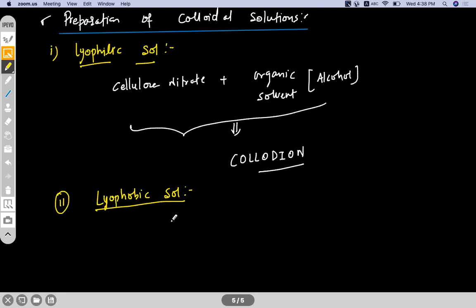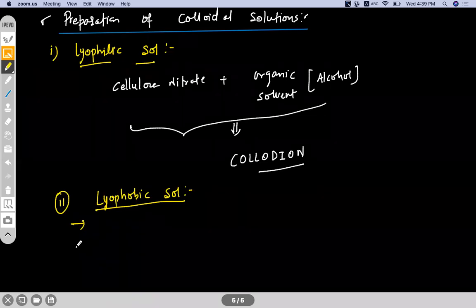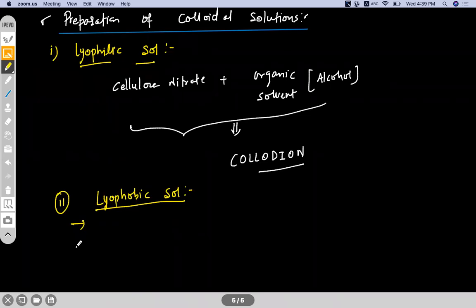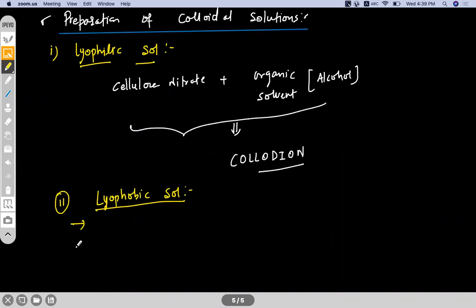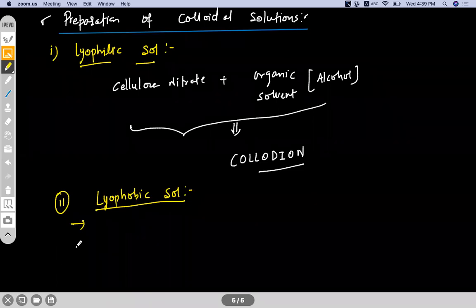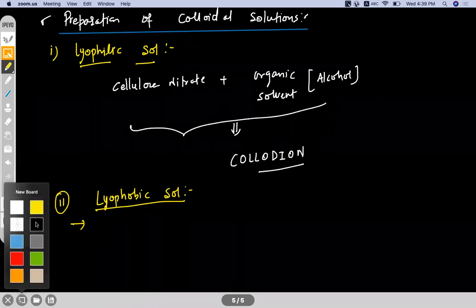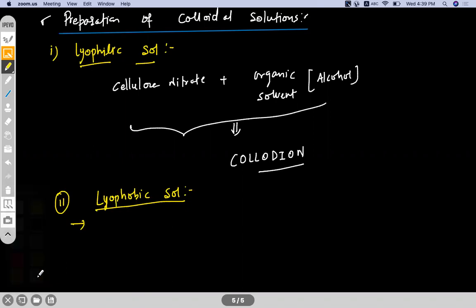So what are the different methods by which we can prepare lyophobic sol? Just write one line over here: we use different methods in order to prepare lyophobic sol since it is water repellent. Basically we have two major methods by which we can prepare it.